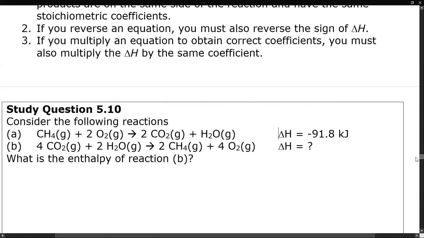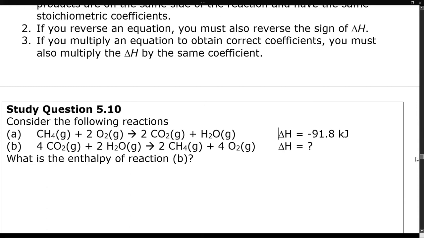So let's look at a starter problem here. And let's say we got methane plus oxygen producing CO2 and water, delta H 91.8 kilojoules. So in B, I have 4 CO2s, 2 waters, 2 methanes, 4 oxygens. What's the enthalpy of the reaction B? So what did we do to this reaction? We flipped it and multiplied all the coefficients through by 2.